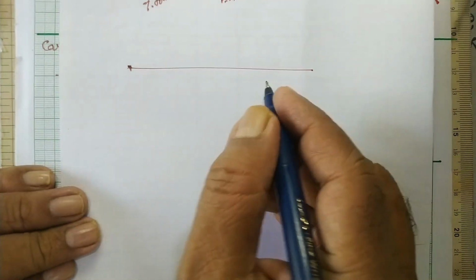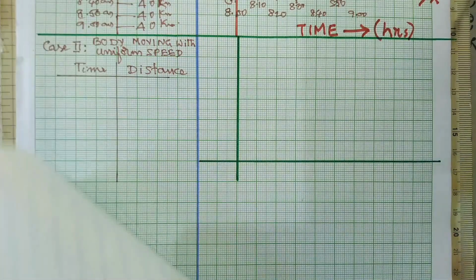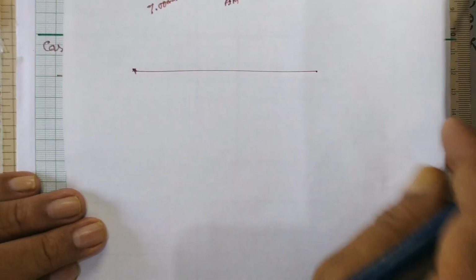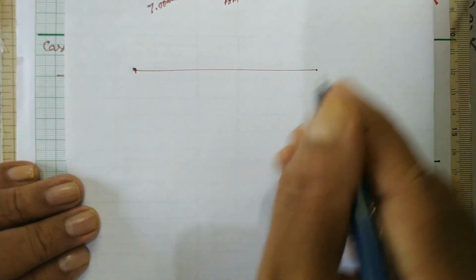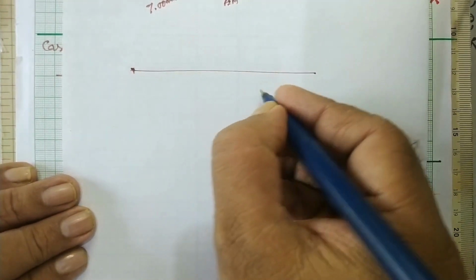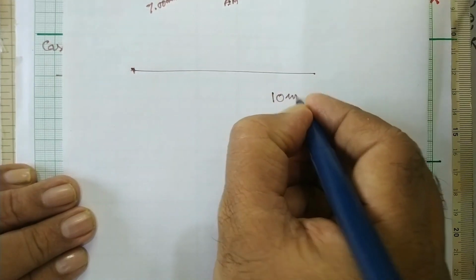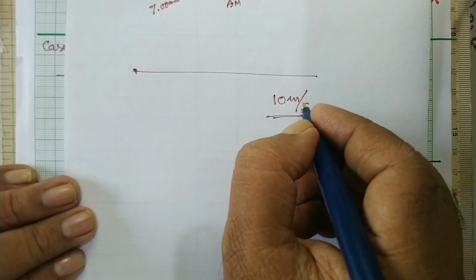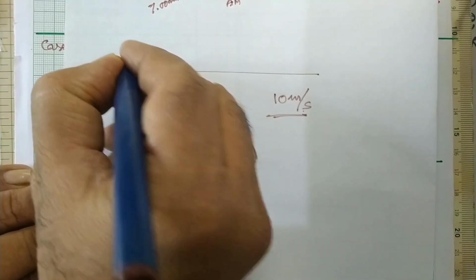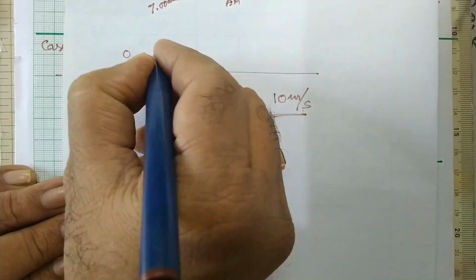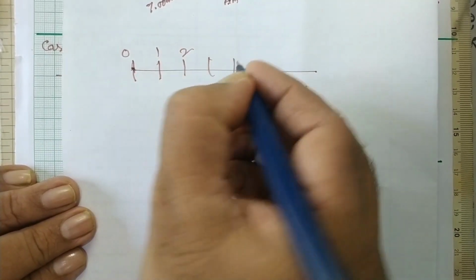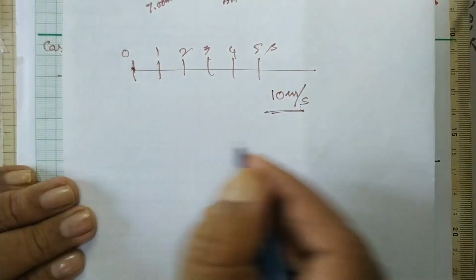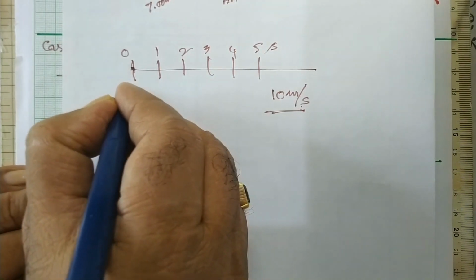Dear students, now I'd like to explain case 2, a body moving with uniform speed. First, let me explain on this rough paper how this goes. Let us say the body is moving with 10 meter per second. I mean to say, in one second it covers 10 meter distance. First, let us start with 0 seconds, then after 1 second, 2 seconds, 3, 4, 5 seconds. Now, first it is starting from rest, therefore 0 meter.